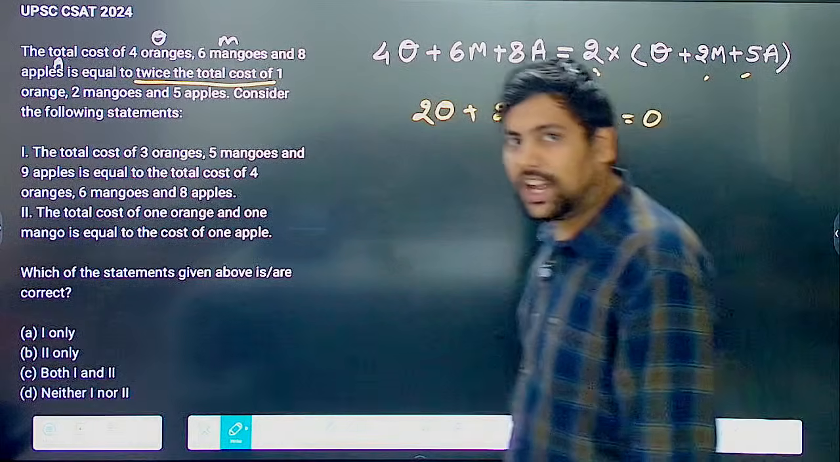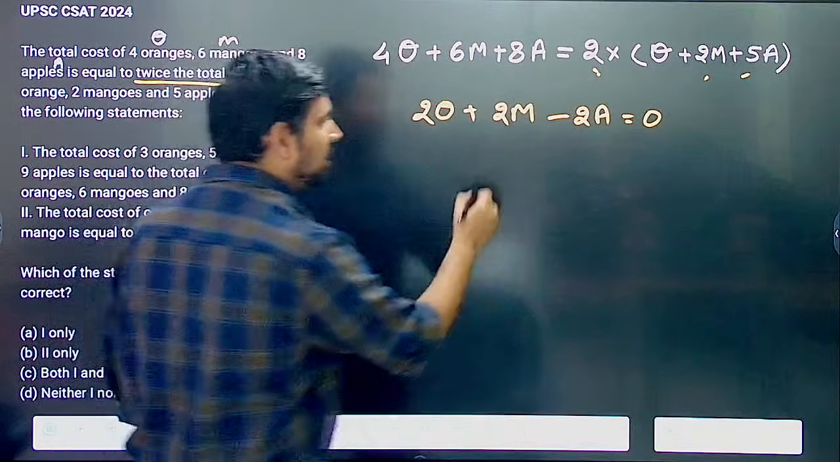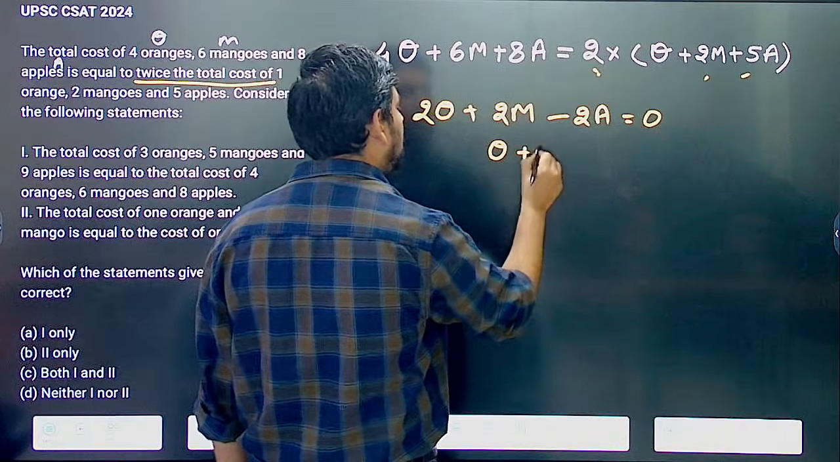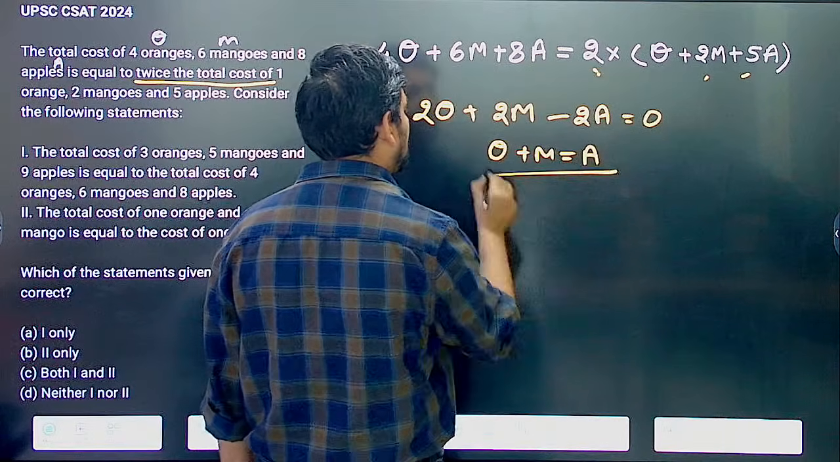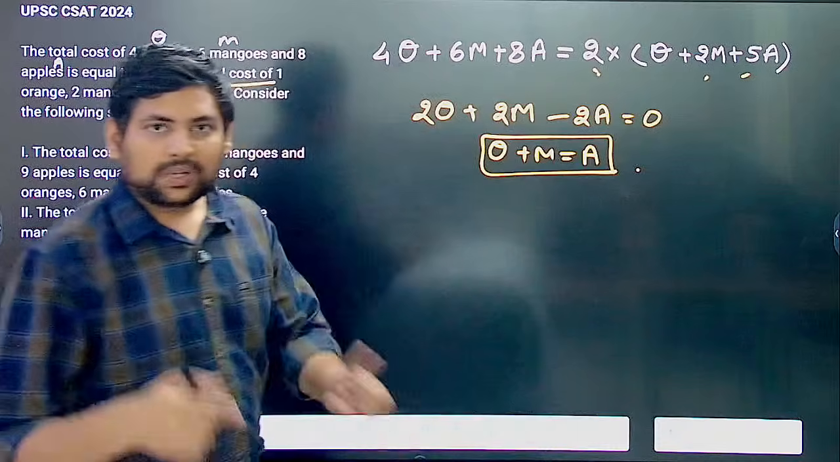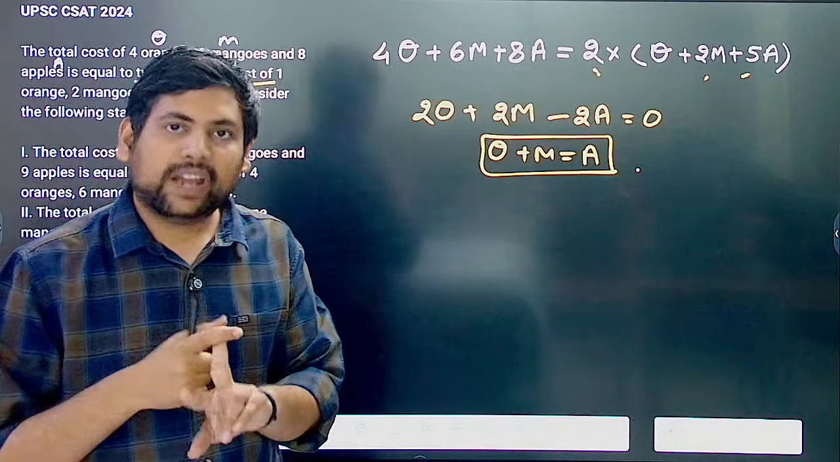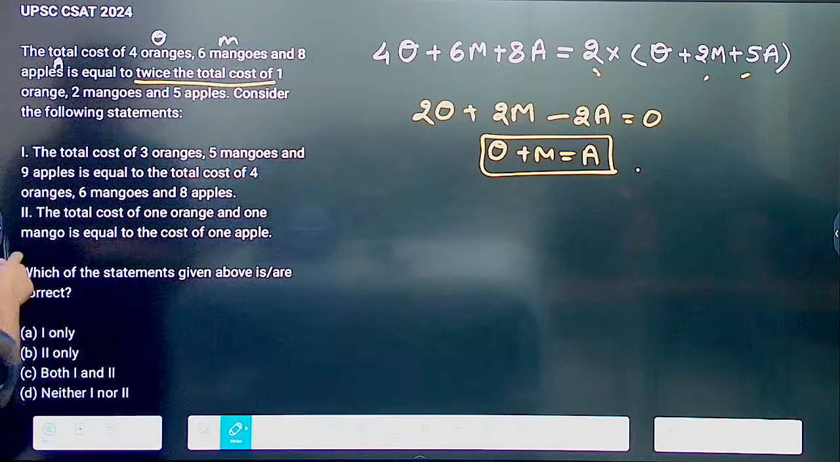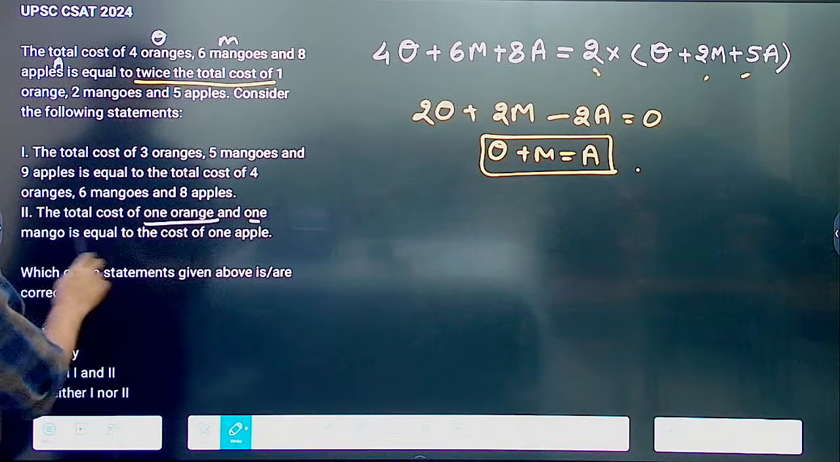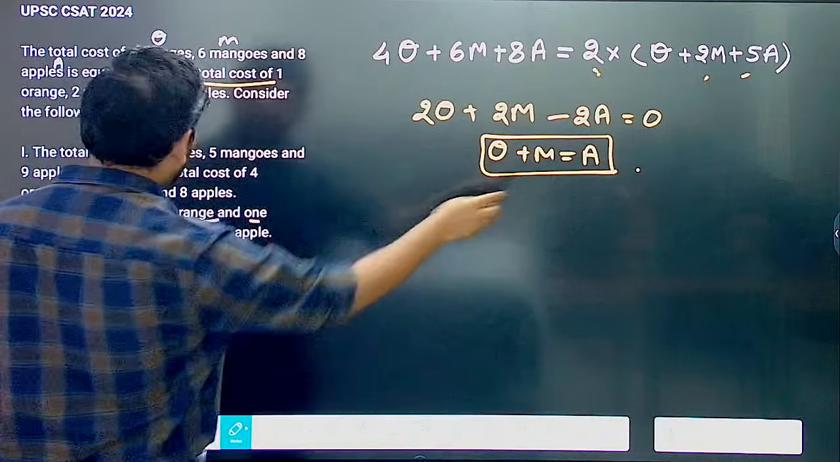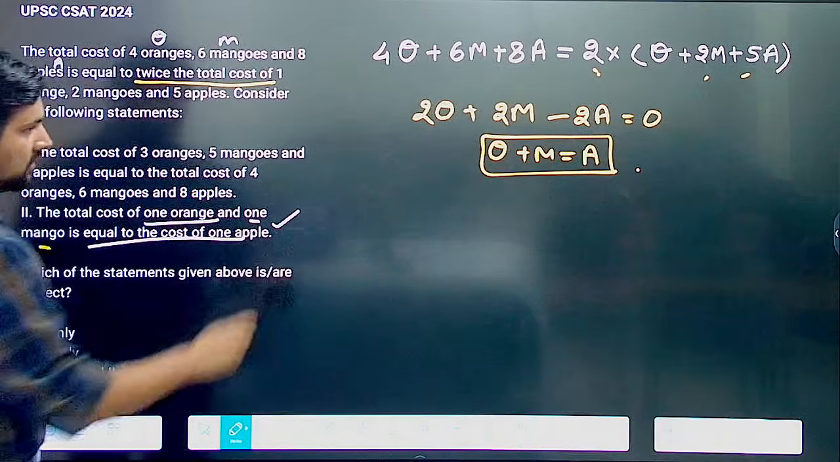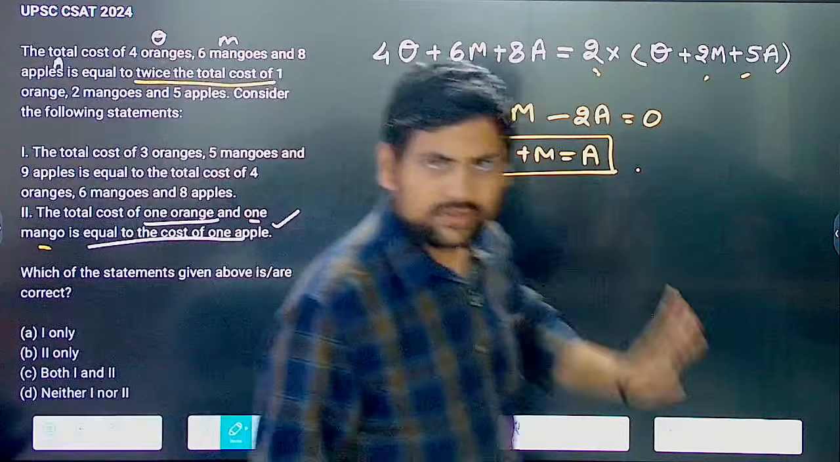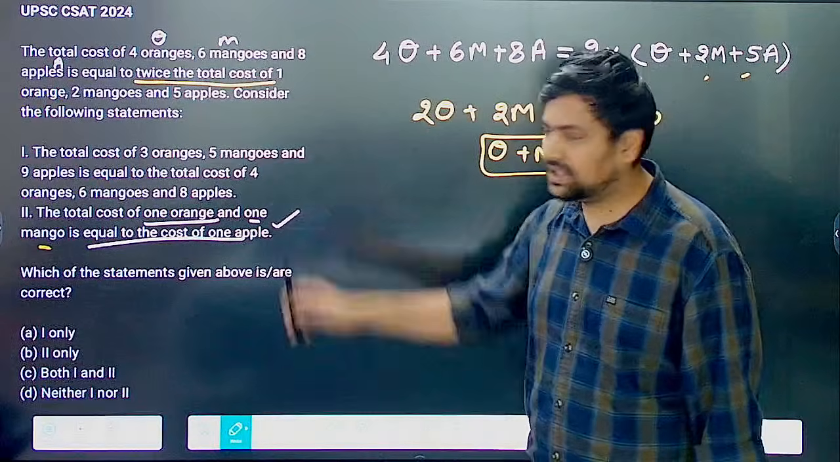Now, can you see? I can just remove 2 from all of them. So this becomes O plus M is equal to A. That is, price of orange plus price of mango is equal to price of apple. Now, if you read the second statement, the total cost of one orange and one mango is equal to cost of one apple. So this you got directly. Correct? Now, let's check the first statement as well.